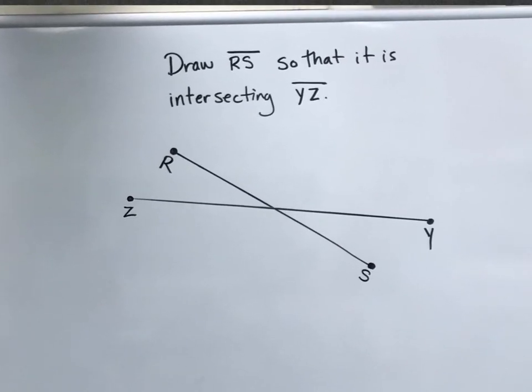This is another example of what we were talking about. It says draw line segment RS so that it is intersecting line segment YZ. So we have two line segments. See how they both end on our ends of each of our line segments. And we have line segment RS and it's intersecting right here. It's intersecting YZ or ZY as a line segment.